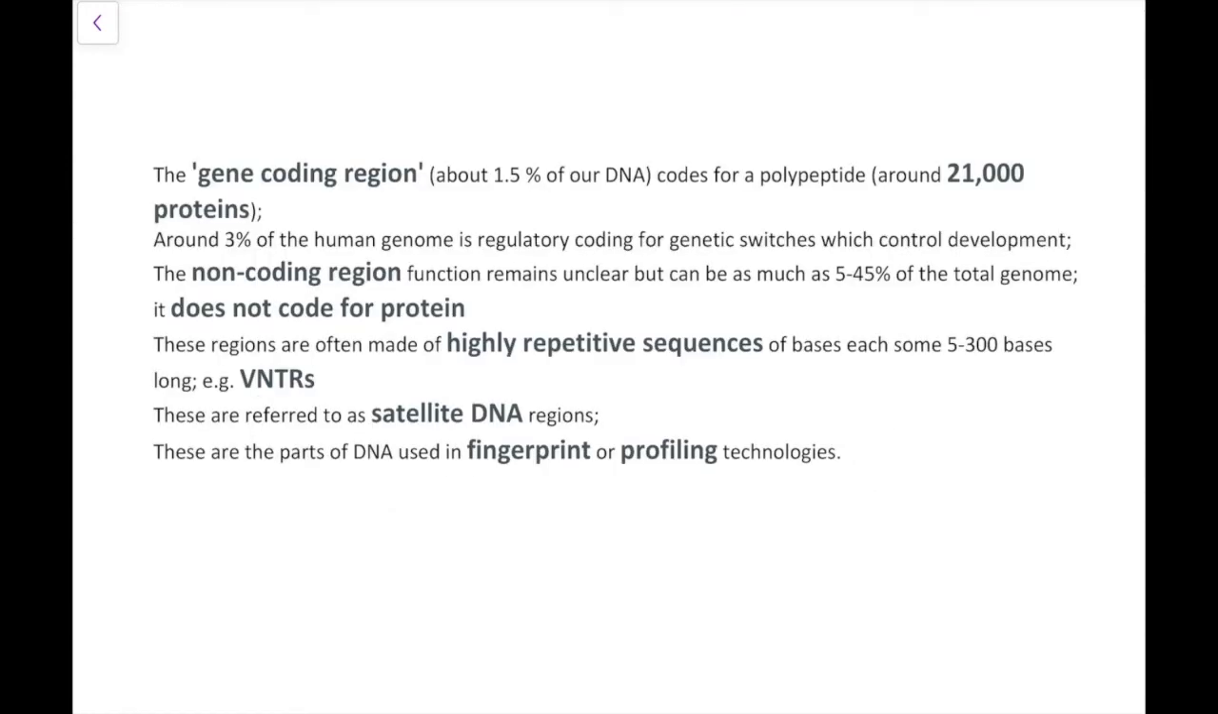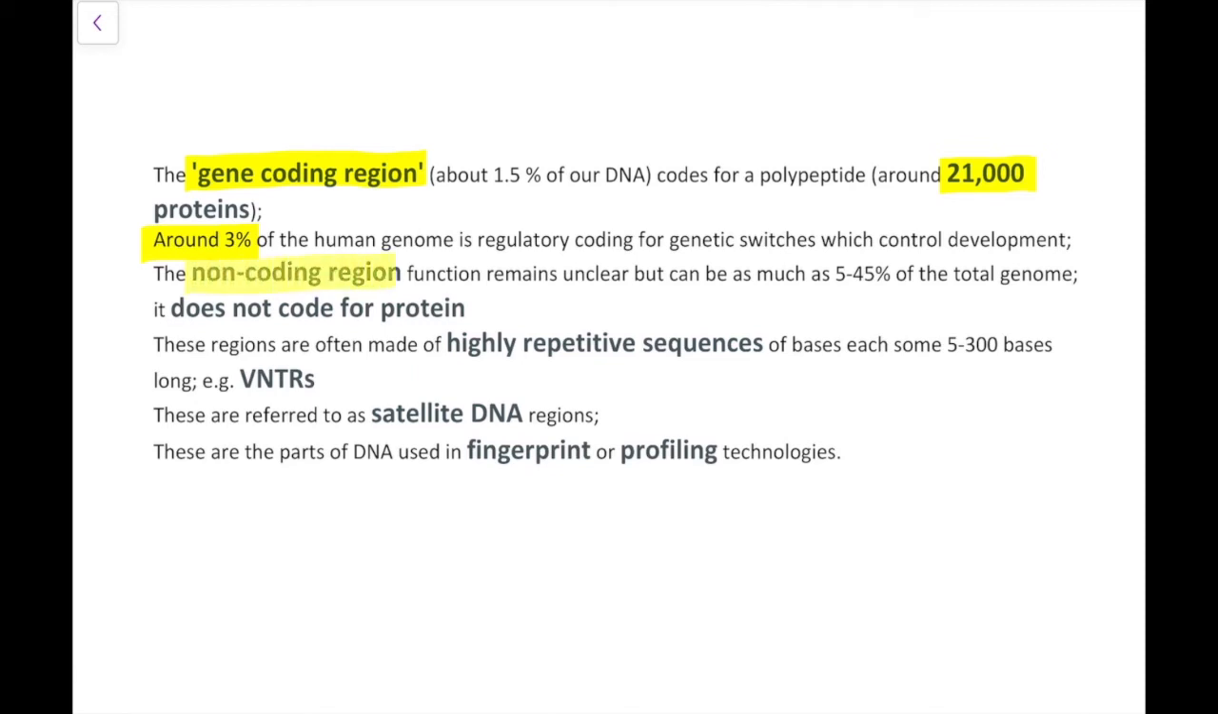Okay, so the quick recap of this then. Surprisingly little of our DNA is a gene coding region, only about 1.5% of our DNA. And we have about 21,000 genes, leading to roughly 21,000 proteins. So about 3% might be regulatory, switches that help to switch on and off expression of genes and control development.